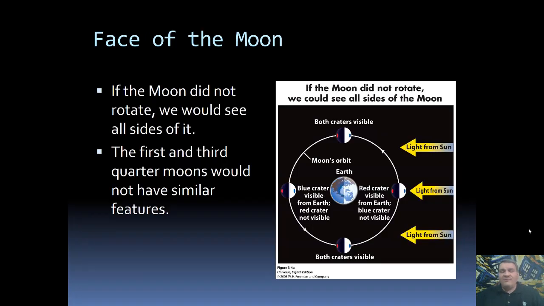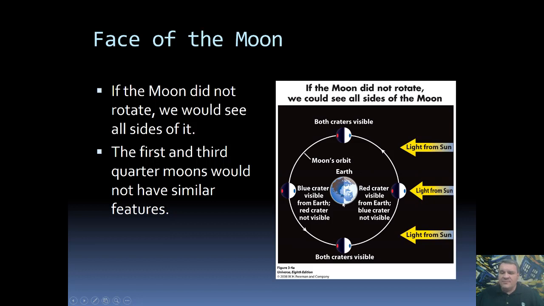Now, to hopefully help convince you that the moon must actually rotate for this to happen, we're going to start with the counterexample. What would we see if the moon did not actually rotate as it orbited around the Earth? And so here we have the Earth at the center, and then the moon at new, first quarter, third quarter, and full, and then out here we've got the sun.